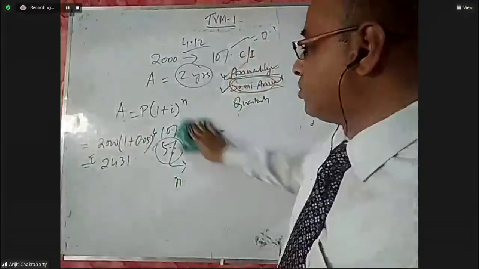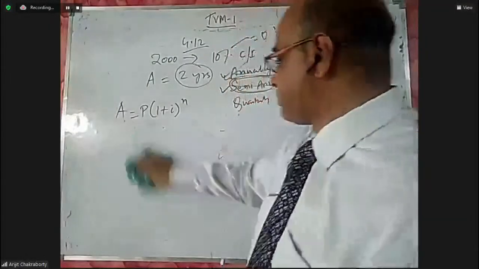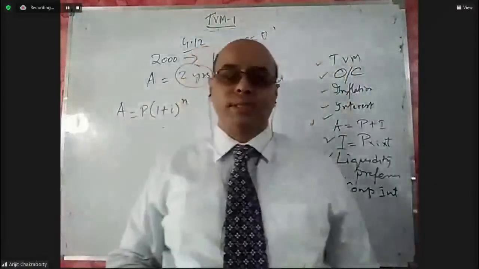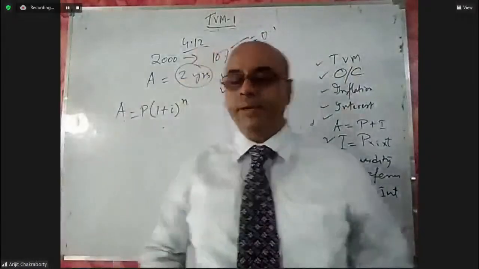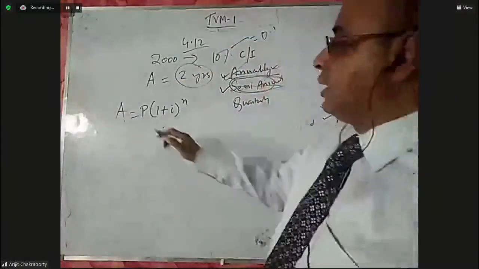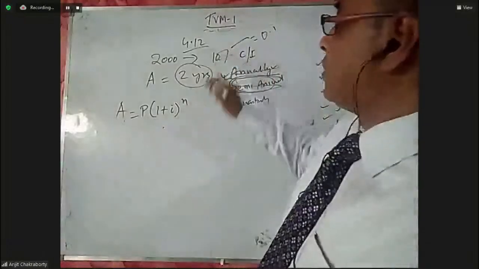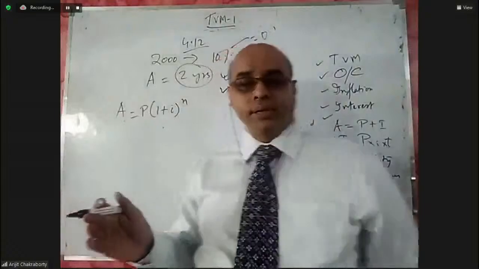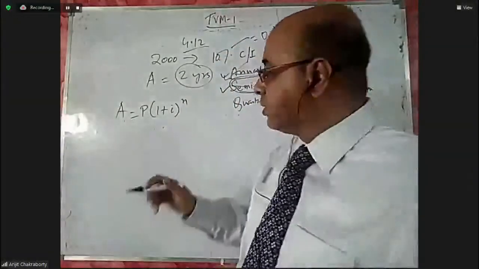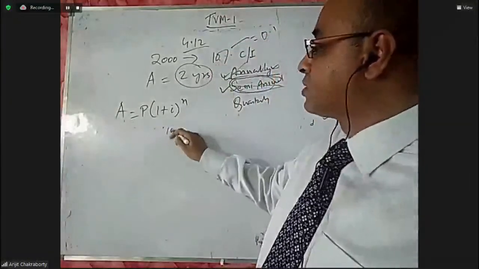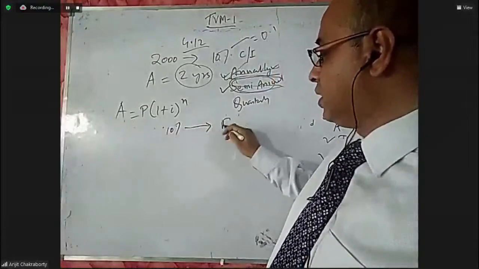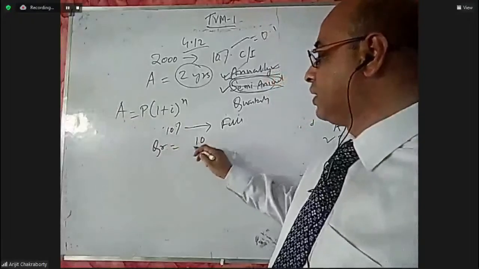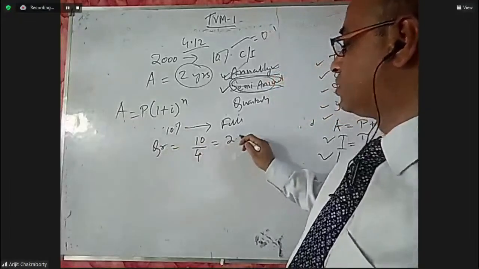So now we are going for the quarterly compounding. Right. Quarterly compounding means every quarter means what? Every 3 months. There are 4 quarters in a year. So if the interest is 10% for full year, quarter means 1/4 of a year, 3 months. So if the interest is 10% for the full year, then for the quarter of the year, it will be 10 by 4.